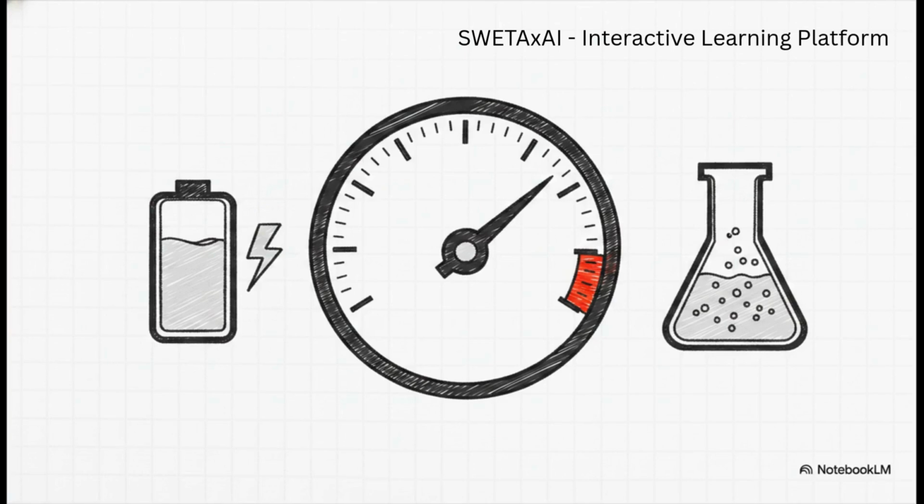This equation isn't just a random jumble of letters. It's the exact mathematical tool we use to calculate the real-time cell potential, represented by E, at any given moment. E0 is your standard potential, n is the number of electrons being transferred, and Q is the reaction quotient, which constantly shifts as the battery drains. I guarantee this formula is going to show up on your exam.